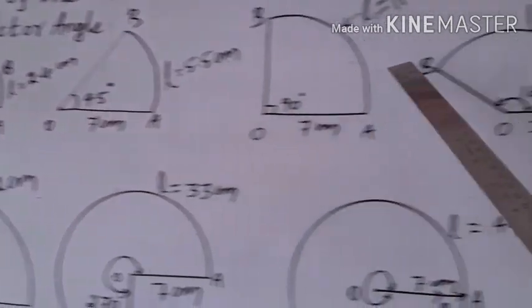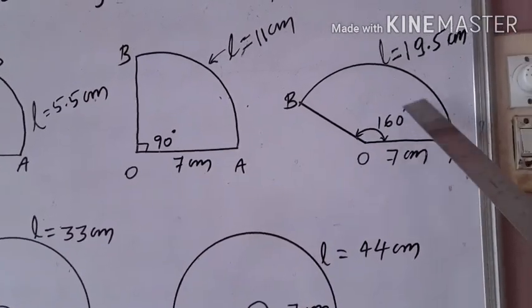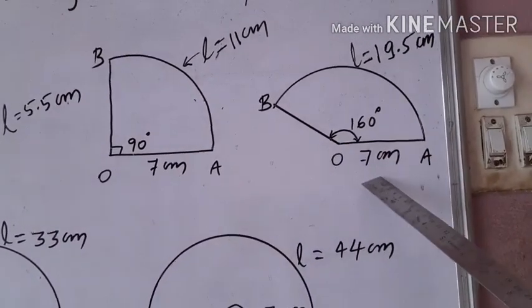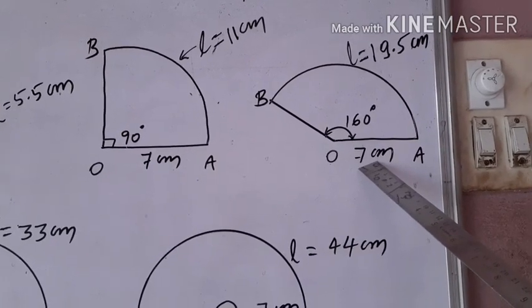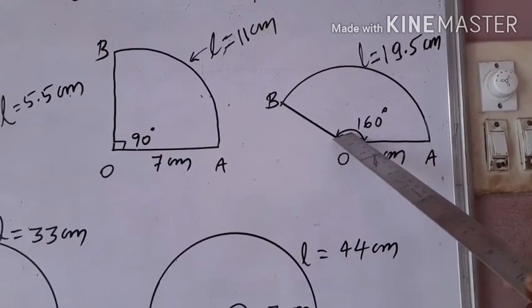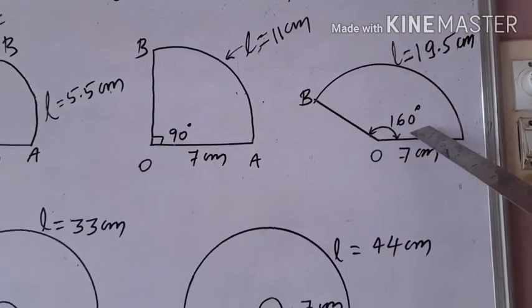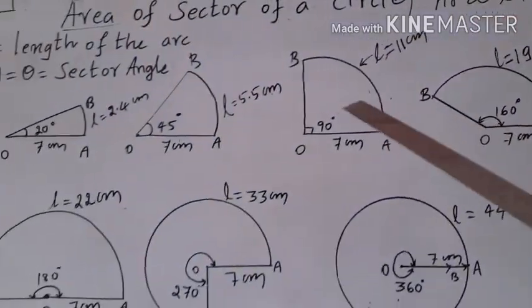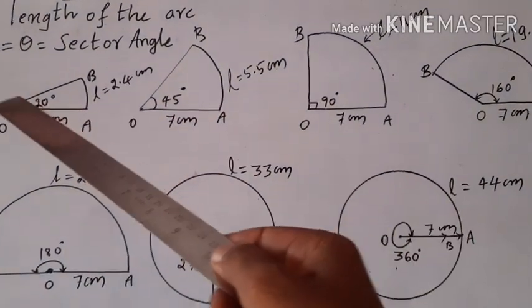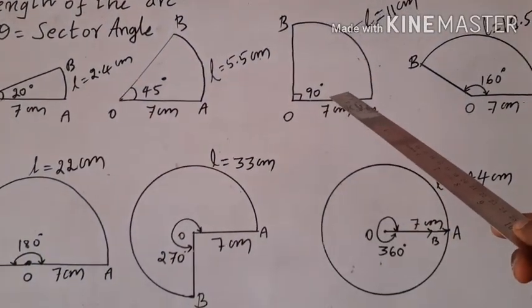Let us take one more example. Here the radius of the sector is same, equal to 7 centimeter, but the central angle is 160 degree. So the area of this sector is more than the previous three sectors. It is because of the central angle.